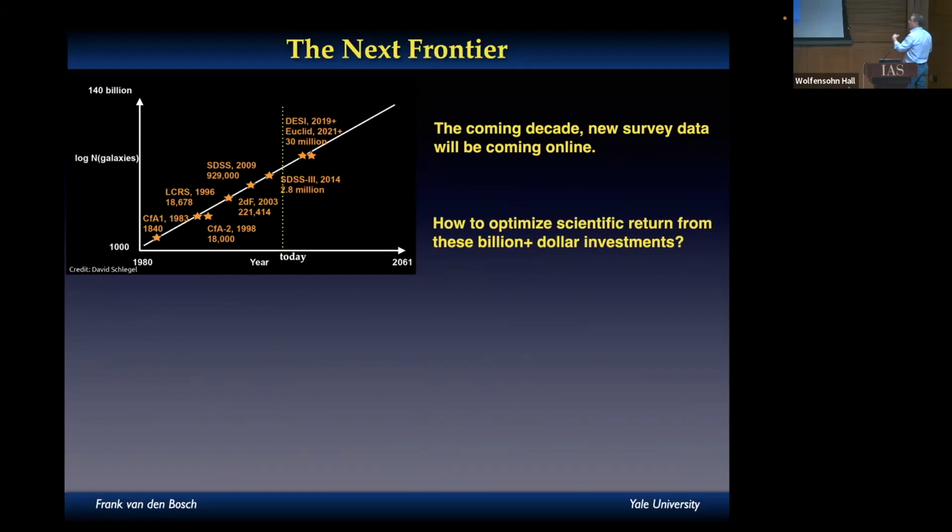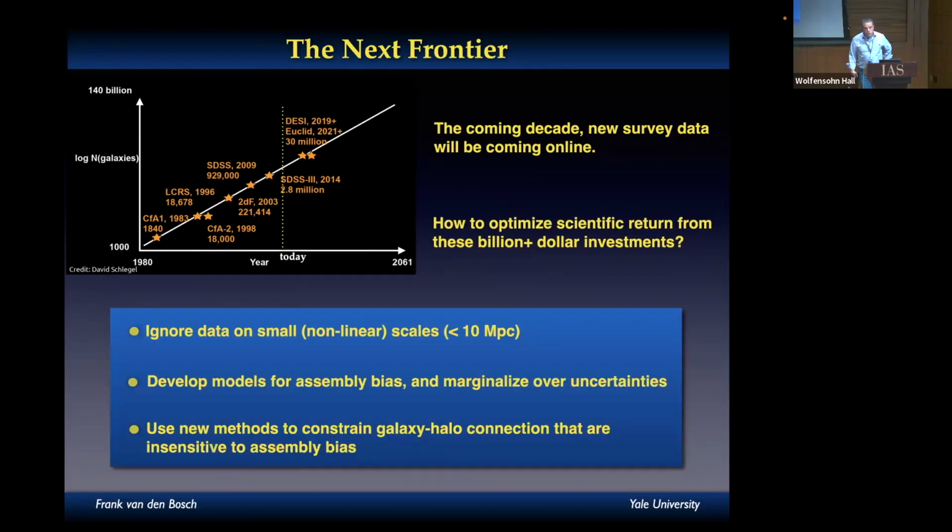So I said in a few years, we're going to have things like Euclid and DESI. It's going to have way more galaxies. And the question really is how to optimize scientific return from these really $1 billion+ investments. And there's different approaches going on. A large fraction of the community that works in this field is going to say, well, you know what, these nonlinear scales, this is really hard with all these nasty effects. We're going to ignore it. And many studies still do that to this day. They throw away all the data on scales less than a few megaparsecs. Now, to me, that's not optimizing the scientific return from these investments.